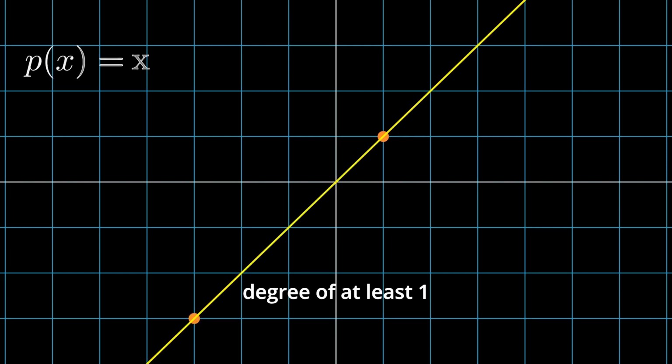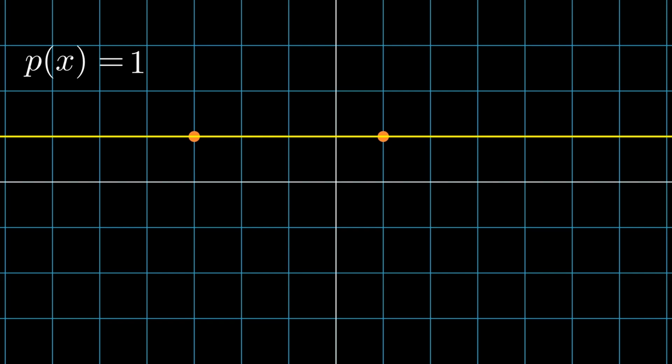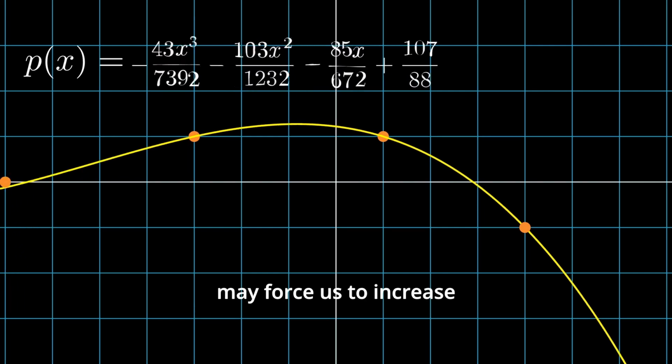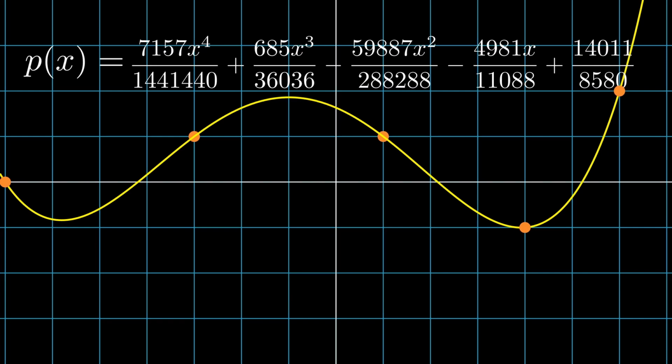If we add 1 point, we'll be restricted to a degree of at least 1 if the points don't have the same y coordinates. Now things get interesting. Each new point we add, assuming it's not aligned with the others, may force us to increase the degree by 1. Here we recognize the pattern. And guess what? It's correct.